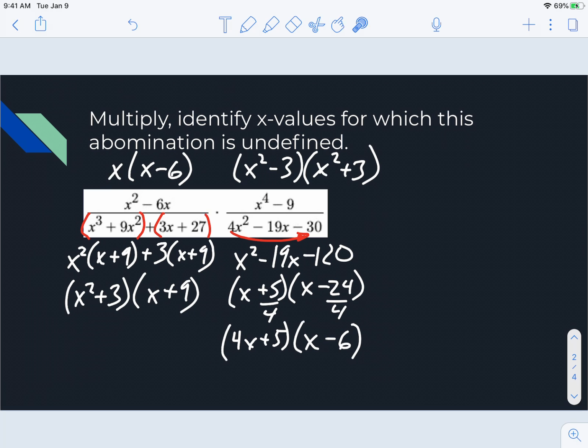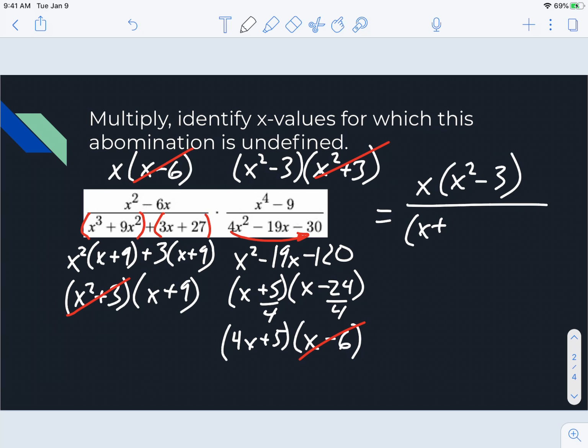Okay, so now use your imagination and imagine that this is rewritten as one big fraction, where this is the top and then this is the bottom of the first one, the one on the left. This is the top and this down here is the bottom of the one on the right. We can then start canceling some stuff out. So this x minus 6 way up here cancels this x minus 6 way down there. X squared plus 3 cancels this x squared plus 3. And everything that remains is our answer. So x times x squared minus 3 all over x plus 9 and 4x plus 5.